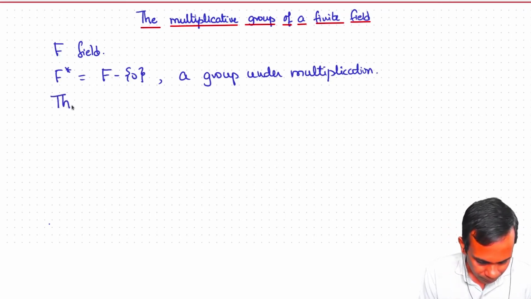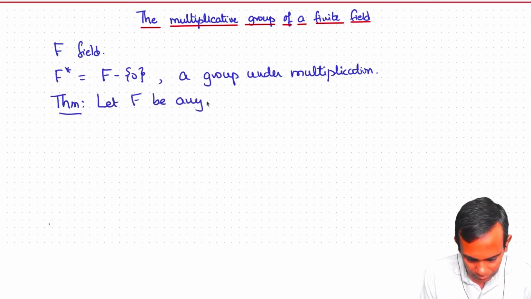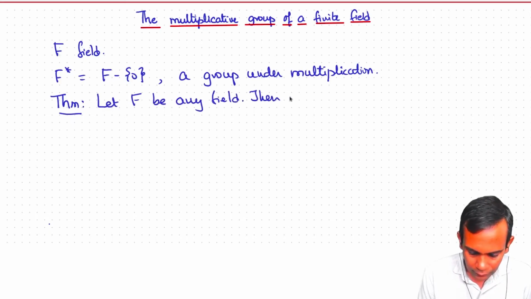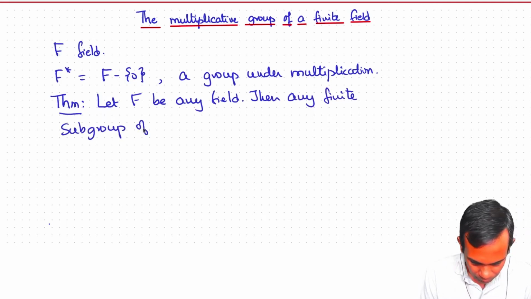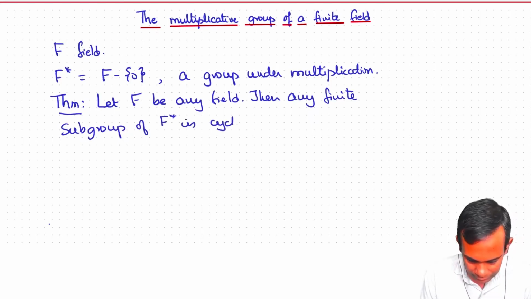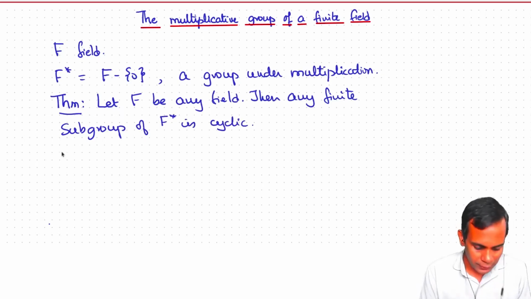Theorem: let F be a field, then any finite subgroup of F star is cyclic. Before we go to the proof, let me just give you some examples.